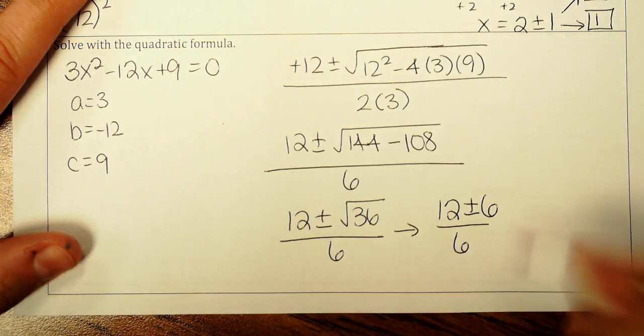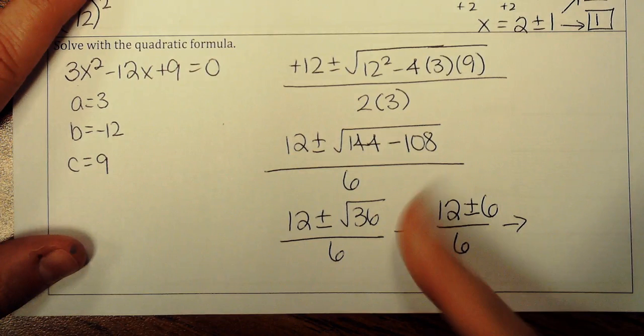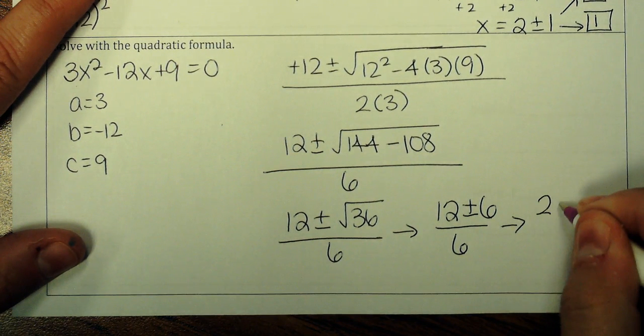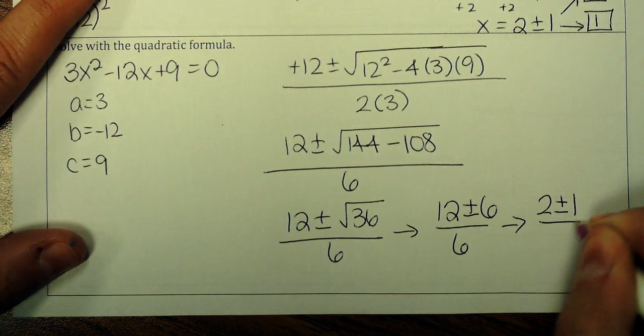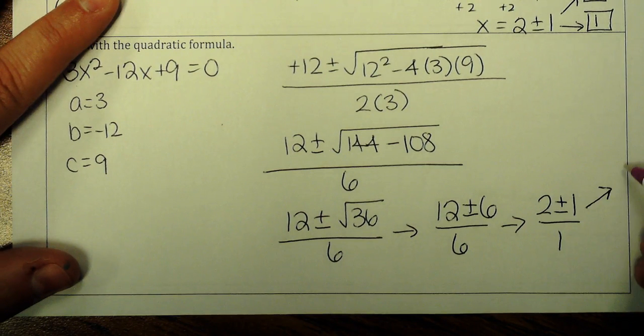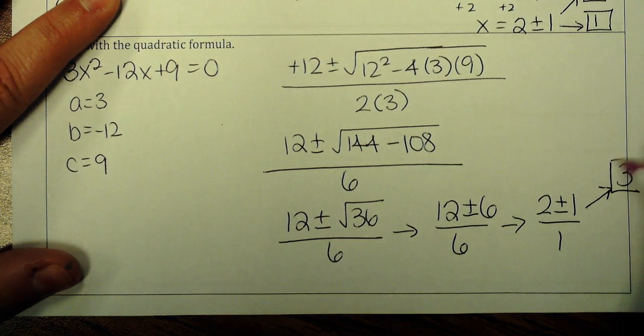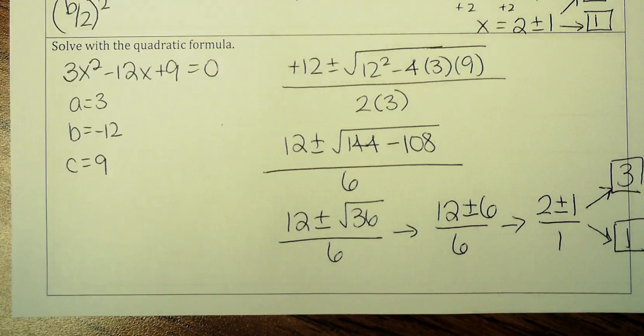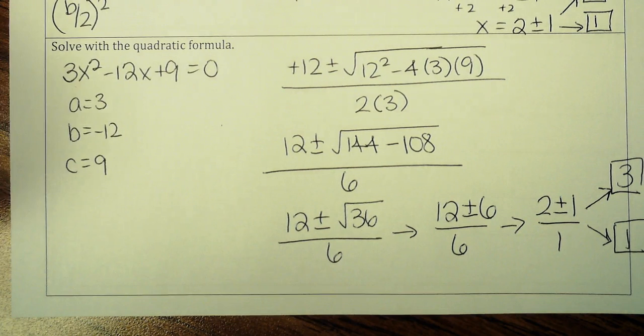Okay, now I know this is a little weird. Each of these terms is divisible by 6, so this would turn into 2 plus or minus 1 over 1. Well, 2 plus 1 divided by 1 is 3, and 2 minus 1 divided by 1 is 1 again. And so you can see every single one of these methods yielded the same answer.